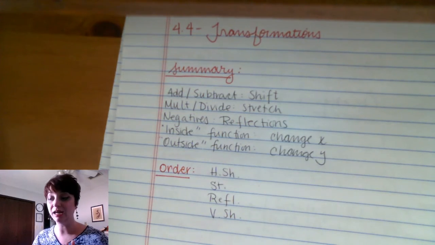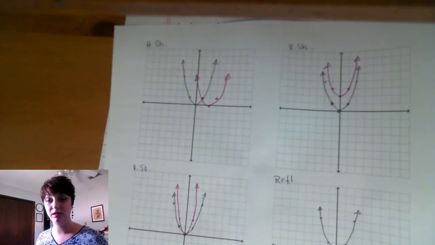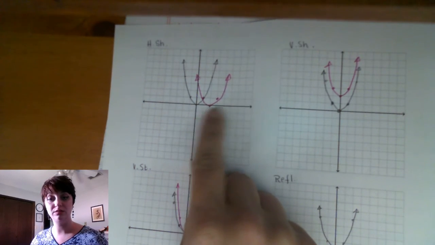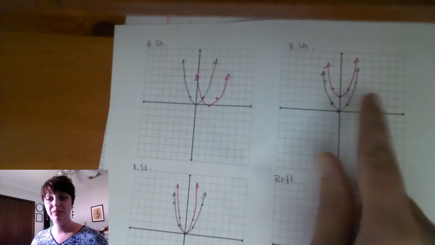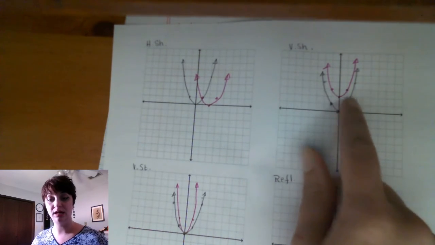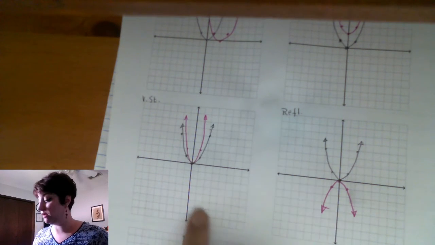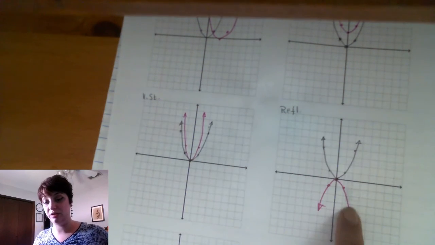And that's exactly what we were showing with this. Here I changed my x's, so the subtraction was inside. Here I changed my y, so it was outside. Here I multiplied my y value, so it was outside. Same thing over here. I multiplied y, so it was outside.